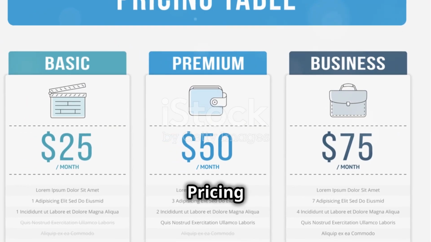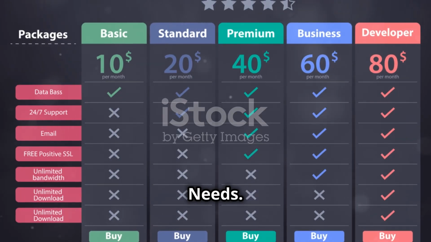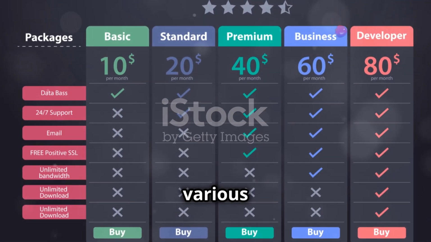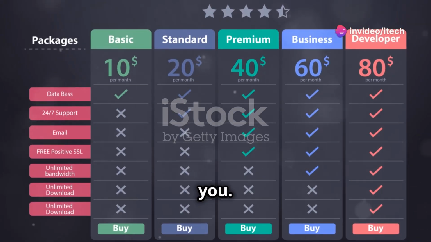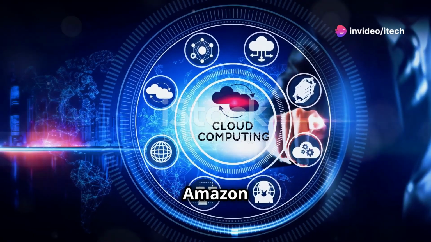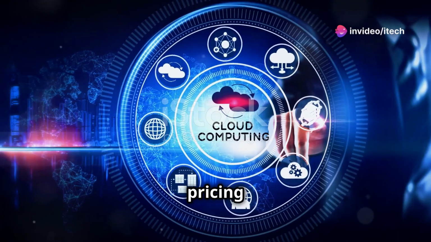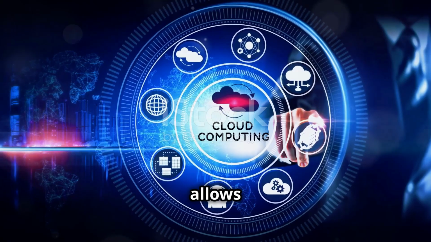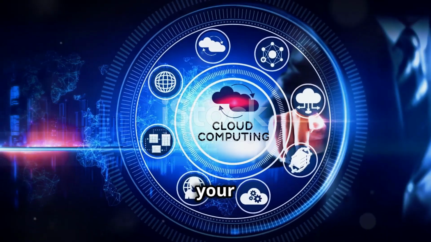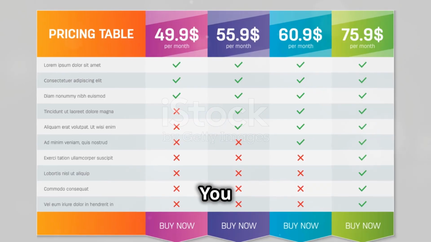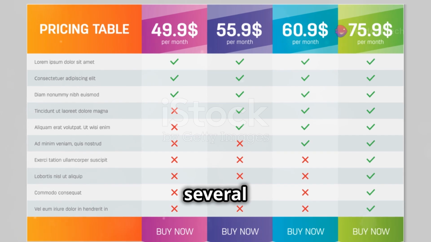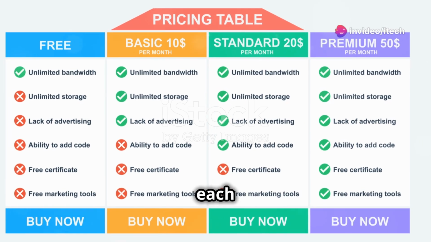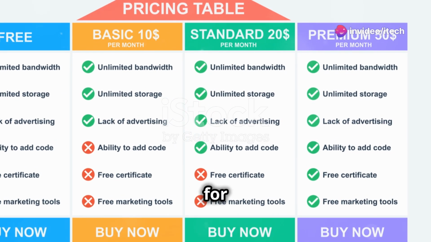Section 7. Pricing options to suit your needs. In this section, we'll explore the various pricing models available to you. One of the best things about Amazon EC2 is its flexible pricing model. This flexibility allows you to choose the best option that fits your specific needs and budget. You only pay for what you use, and there are several pricing options to consider, each designed to offer you the best value for your money.